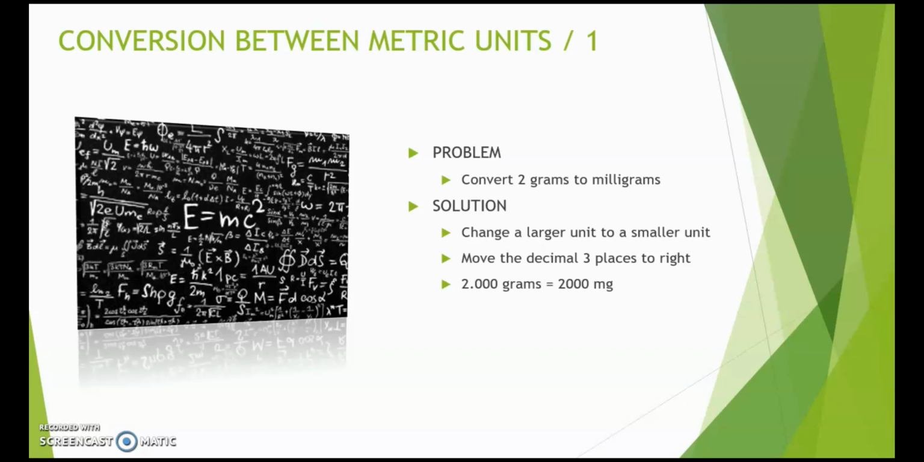If you recall from our previous lecture, milli is Latin for 1,000. So for the solution, we need to change a larger unit to a smaller one, so move the decimal 3 places to the right. If you had 2.000 grams, this is equivalent to 2,000 milligrams.